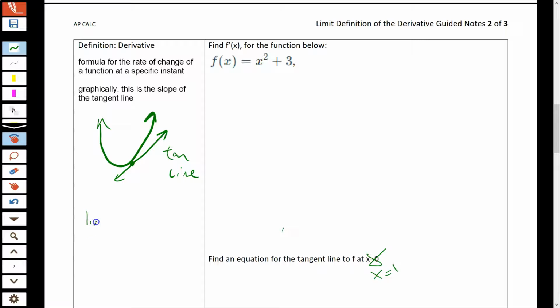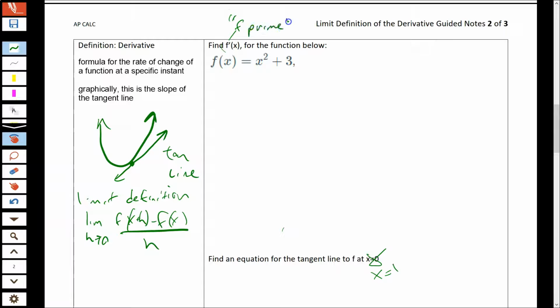The way we find it is by that definition we just used. This is called the limit definition of the derivative. So let's find one. Let's use this. So find f prime of x. That's how you say that. That means the derivative. That's the notation we use. Well, f prime is going to be what we get when we use this definition. We take the limit of the secant line slope as the interval gets really small.